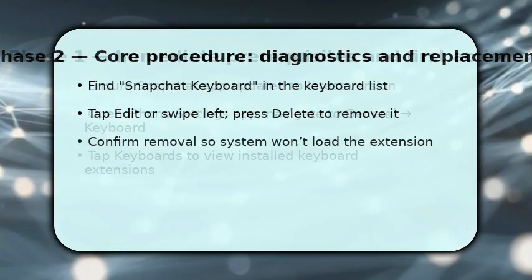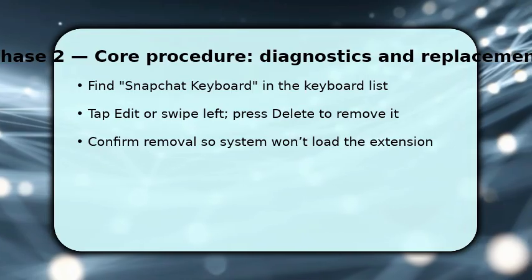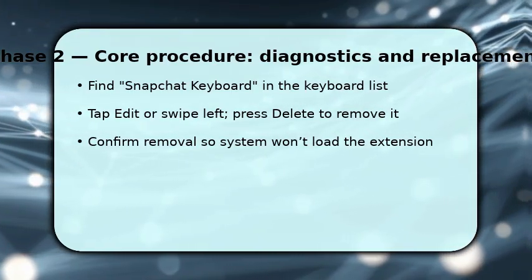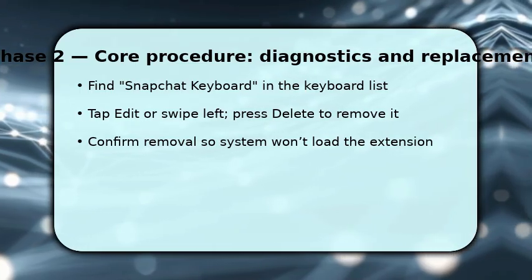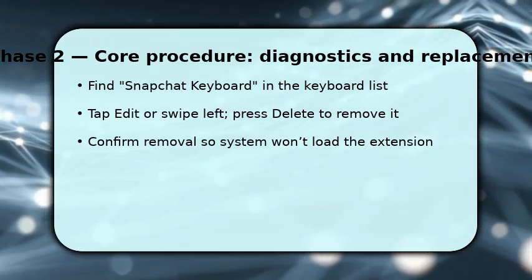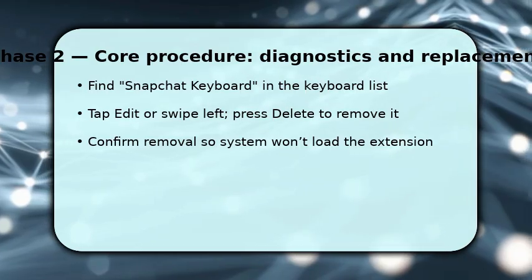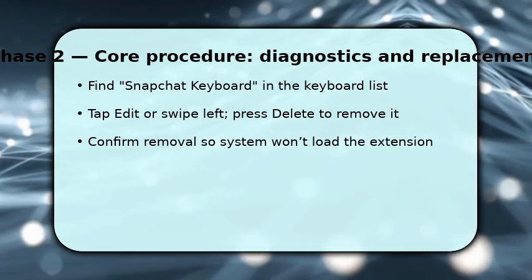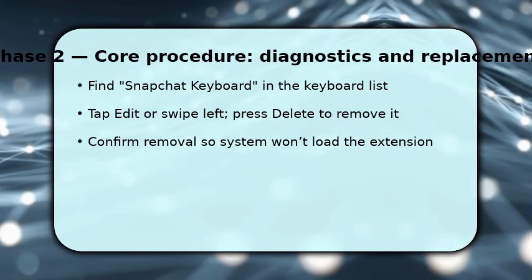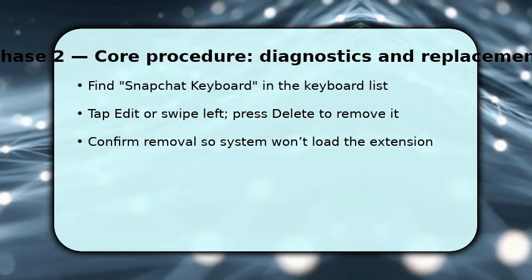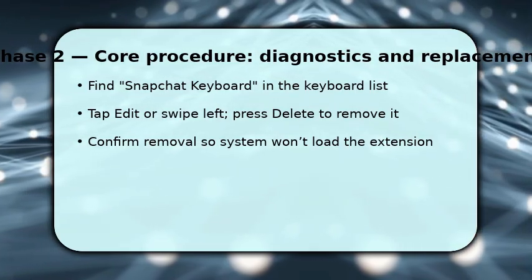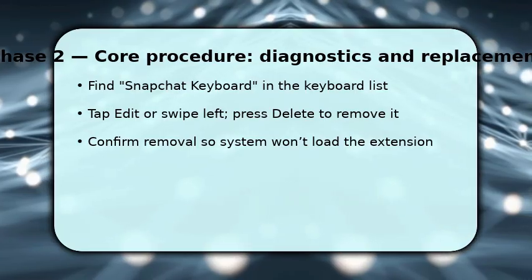Now remove the extension. In the keyboards list, locate Snapchat keyboard and either tap Edit or swipe left on that item, then select Delete or Remove. Once removed, the system won't load Snapchat as a keyboard for any app. Make sure to also check third-party keyboards permissions if present, because iOS may re-add or request full access. After deletion, restart the app you use for typing to ensure the change takes effect immediately across messages and forms.